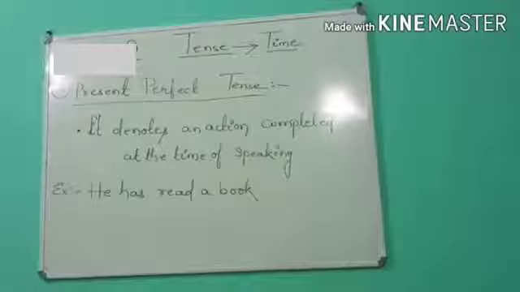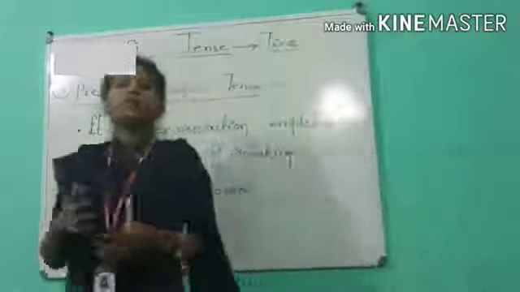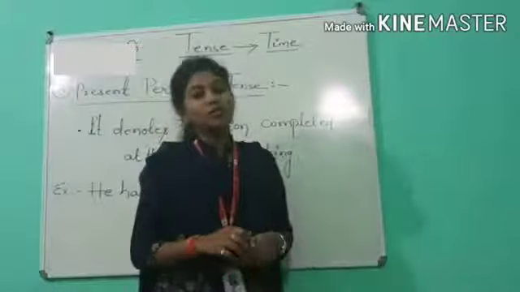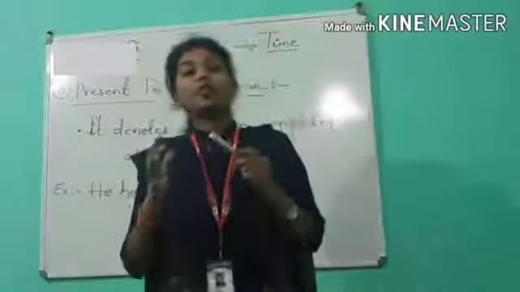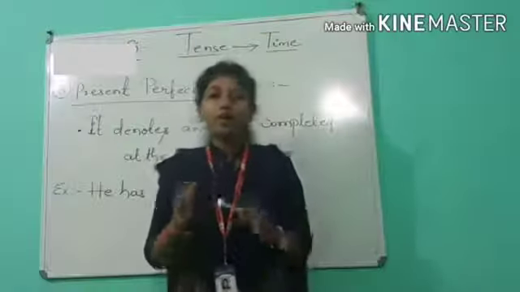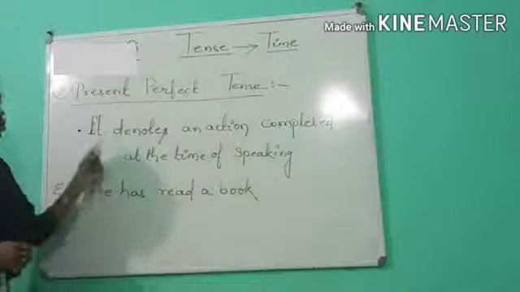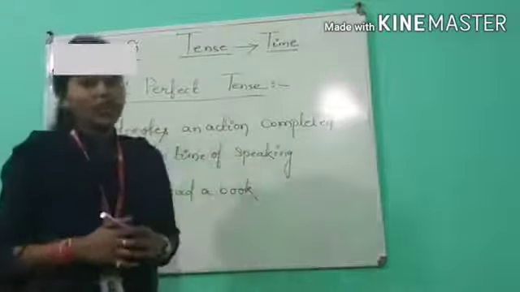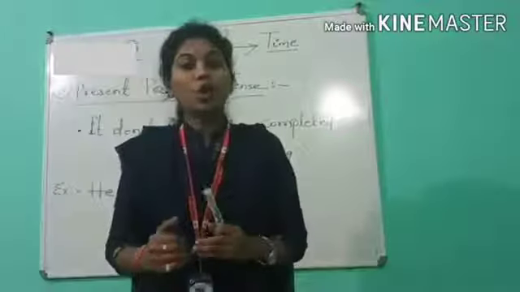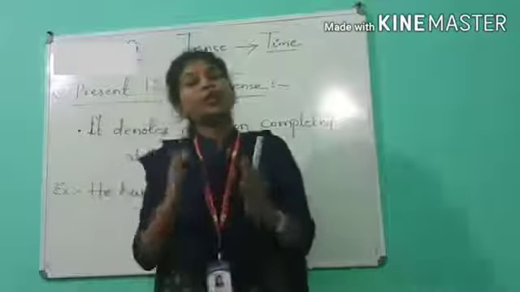Student, here we will be talking about the third, present perfect tense. What does this present perfect tense mean? Perfect means, always keep in your mind that the task or the action is completed already. So here, present perfect tense denotes an action completed at the time of speaking. So right now we are talking about present tense, so that action is already completed.